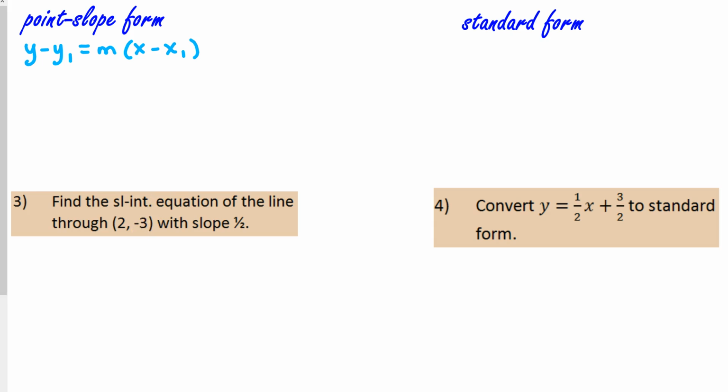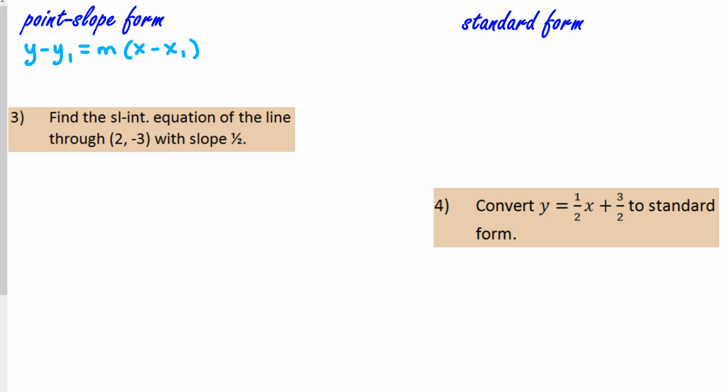So it's convenient to use those on a problem like number 3, where you're given the slope, 1/2, and you're given a point, (2, -3), and you're asked to find the equation. Now in this case, we're asked to find the slope-intercept equation. So in theory, we could do it the same way we did number 2, but I just want to show you an alternative. I want to show you how you would do it with point-slope form. So you're going to substitute -3 in for y1, 2 in for x1, and 1/2 in for m. So that means we have y minus -3 equals 1/2 times x minus 2.